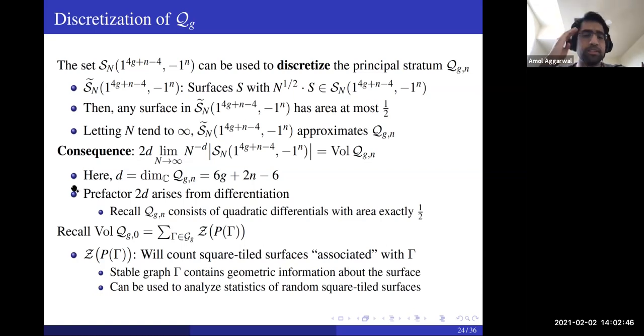This prefactor, a somewhat technical point, arises from differentiation. I define the volume of this moduli space to be the volume when I restrict to quadratic differentials of area exactly equal to 1/2.